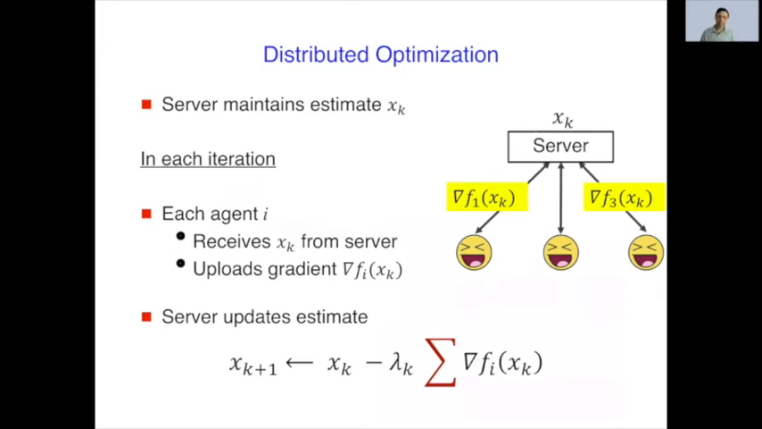Just to remind you, in the server architecture that we saw previously, we have a server that maintains an estimate of the minimum of sigma f_i(x), and that estimate gets updated iteratively. In each iteration, the server sends the current estimate to the agents. Agents send back to the server their gradients, and then the server computes a new estimate. In the privacy literature, we are going to assume that all the agents and servers perform the computation correctly. Nobody's tampering with information, but the goal is to preserve privacy if possible.